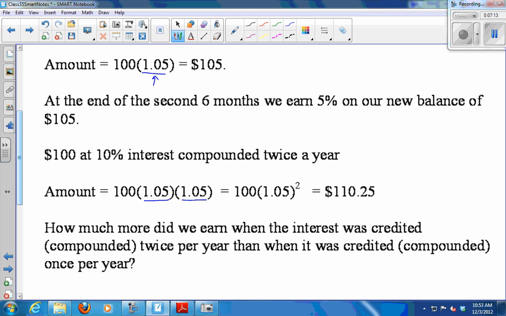So how much more did we earn by crediting interest to the account twice rather than once? 25 cents. So you make a little bit more money by crediting interest to your account more often. What makes this exponential is that you're multiplying by the same number over and over again. Definition of exponential.